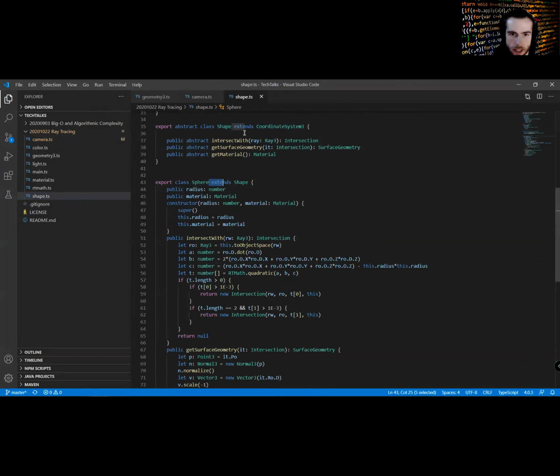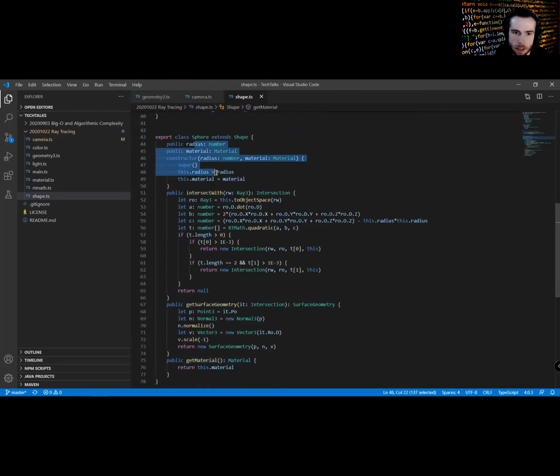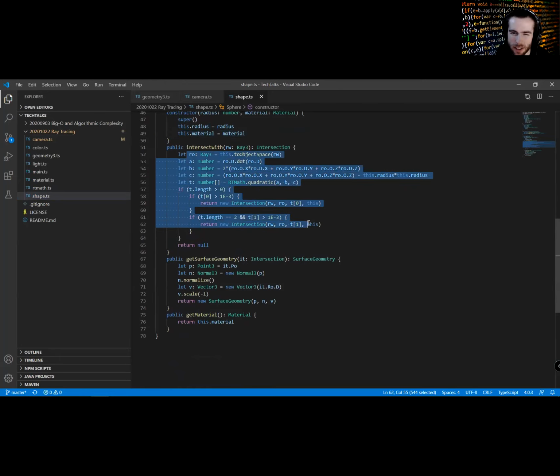So I have an abstract class Shape that extends CoordinateSystem3. It has a few abstract methods: intersect with array, get surface geometry, which gives information about the surface normal, and getting the material. Here's my sphere. I just initialize it with the radius and the material. And then here's the intersection code.